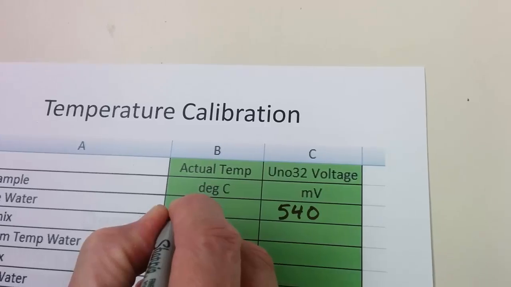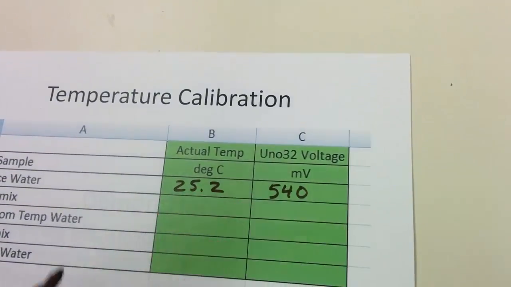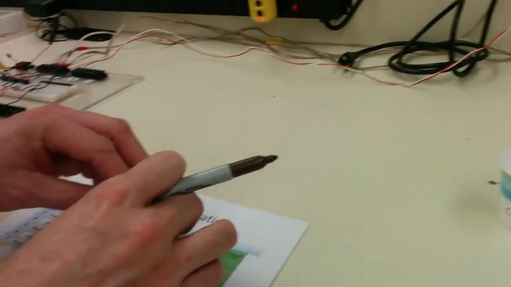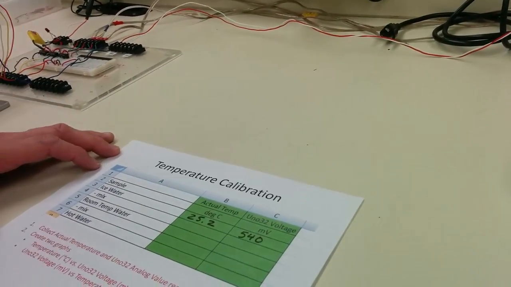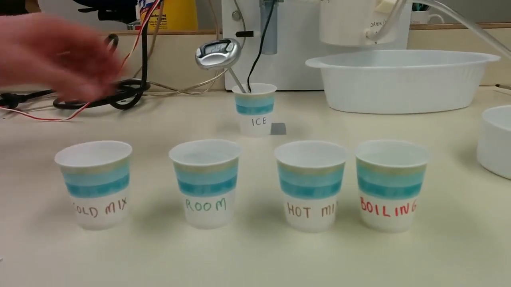It's dropping a little bit. You should wait for it to stabilize a little bit more. So we'll call this 25.2. Okay. As long as you take them at about the same time, the readings should be good enough to help you get this done. So that's the first sample.